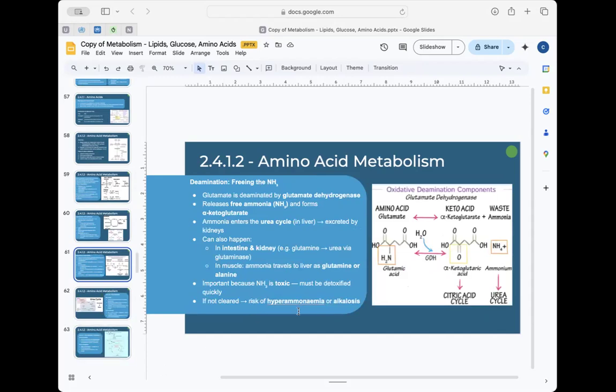Deamination, I've kind of talked about it already, but this is just some more detail in terms of the enzyme that's involved. So glutamate dehydrogenase, which is why most are funneled into glutamate.